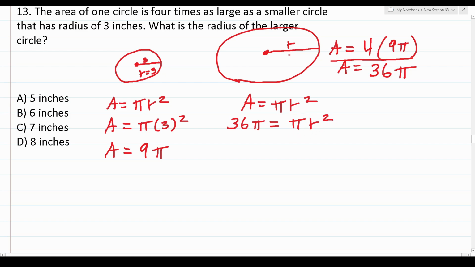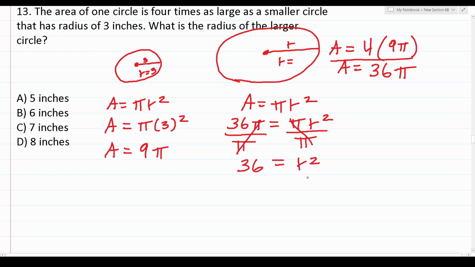Again, we just want to know what the radius is. We want to get r equal to something by itself. So the first thing I'm going to do here is divide both sides by pi. This will cross out, leaving you with r squared over here. And we can cross out these pi's now.